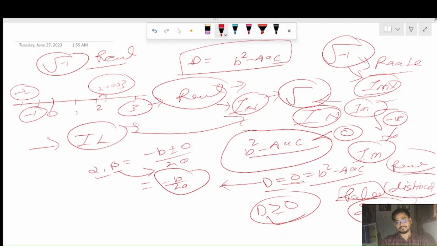So this is all about what a quadratic equation is and how to find the roots of the equation. That's it for today's lecture. We are going to learn about the combination of roots, what the sum and product of the roots are. All this we will learn in the next lecture.